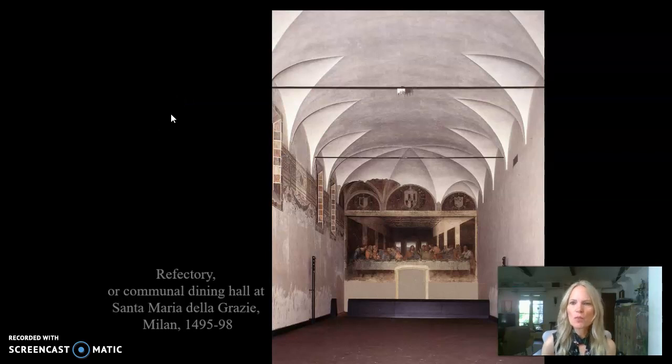Where you can find this painting, which is in the form of a mural painted on a wall, is in a refectory or a communal dining hall up in northern Italy, in Milan, in a location called Santa Maria delle Grazie. From 1495 to 1498 are the years of execution. Do you happen to recognize it?